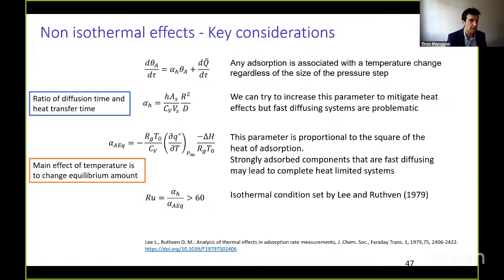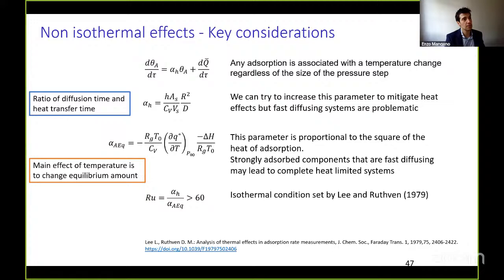The other term, alpha equilibrium, instead has a proportionality with the square of the heat of adsorption. So strongly adsorbed components, which are also fast, may lead to a completely heat-limited system. The general criterion is that the higher the Ruthven number, the more likely you are to be in isothermal condition.